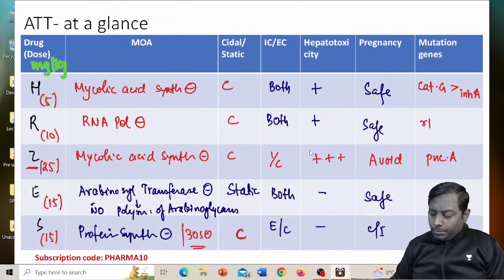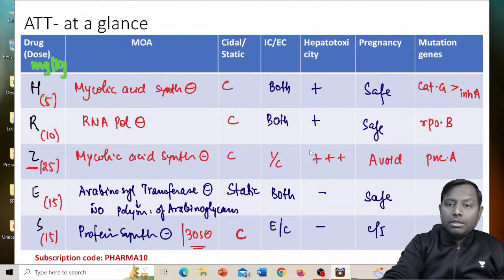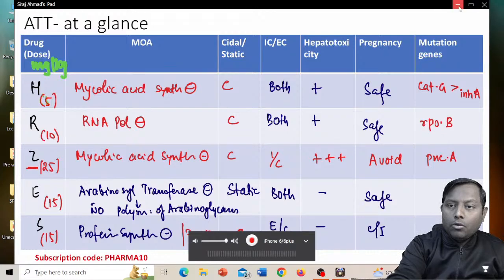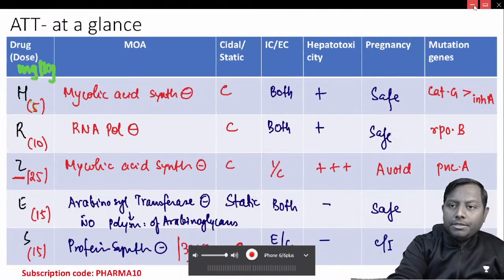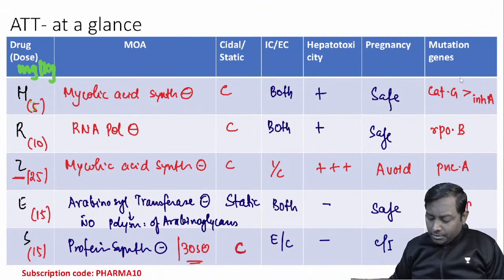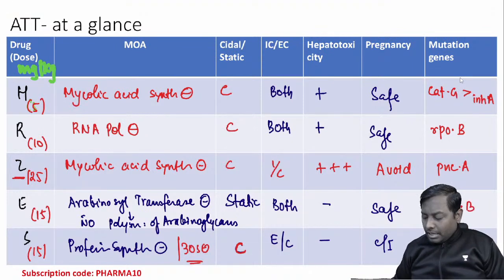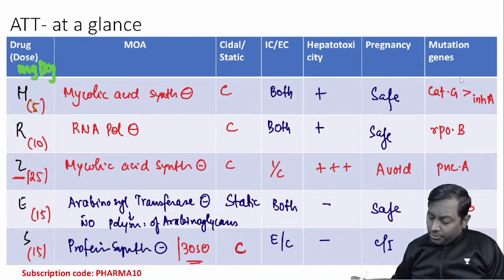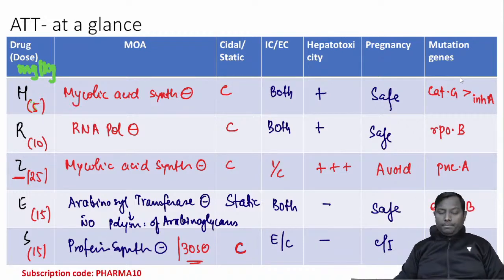Here RPO-B gene for rifampicin, RNA polymerase B gene. Ethambutol will be EMB-B gene. Streptomycin will be your RRS gene mutation. RRS gene mutation will be causing streptomycin resistance.